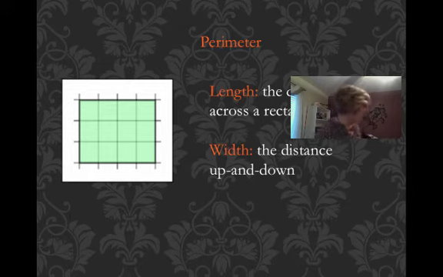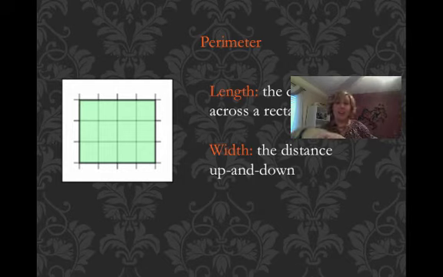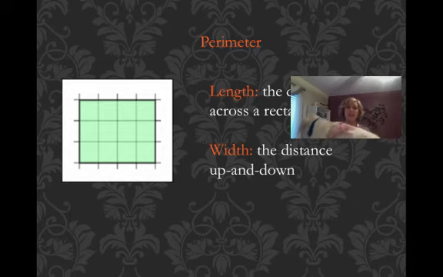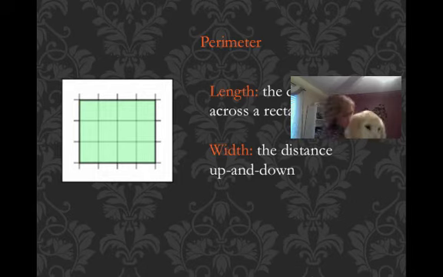So, Grady, come on back here so I can use you again. All right. Length is going to be your distance across the rectangle. So think about how long Grady is. And width is the distance up and down of your rectangle. So that's the way that I like to remember. Thank you. You did a good job.